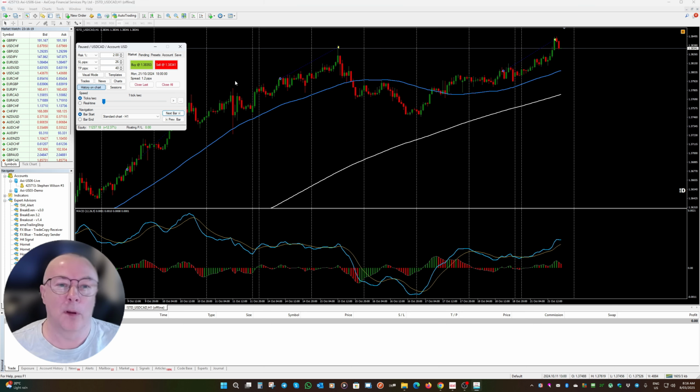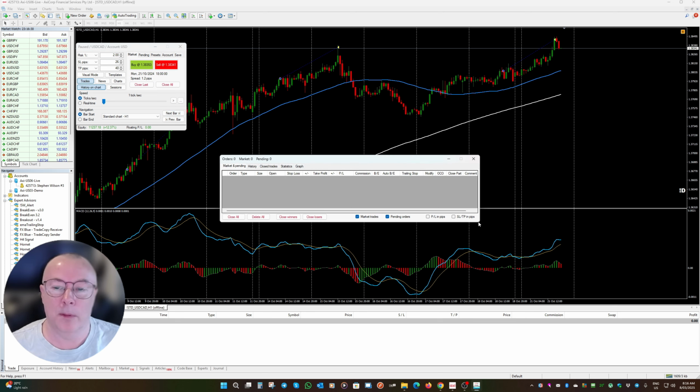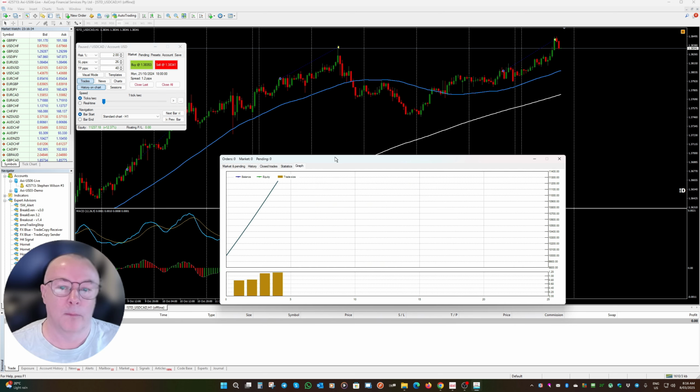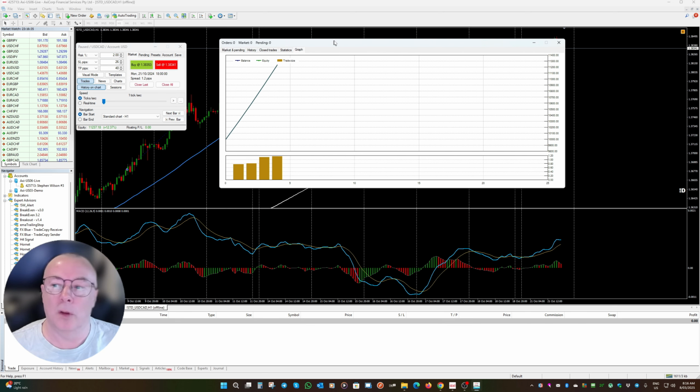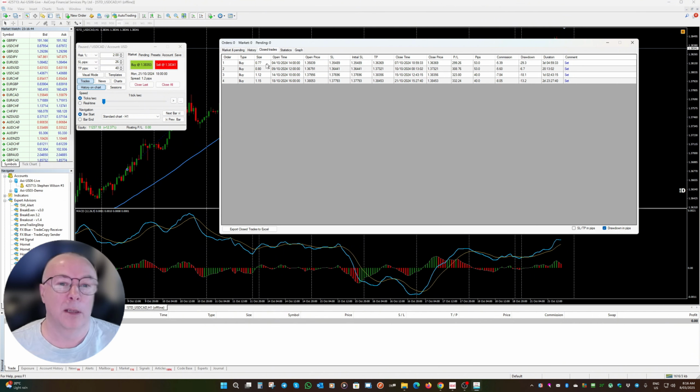Okay, there we have it. We have passed the prop firm challenge. We've made 12% gain, and let's have a look at the stats, the trades in the graph. So not much to look at here on the graph. All we can see is that we just went straight up, 4 winning trades. Looking at our closed trades, we had 4 trades, they were all buys, all of them made a profit.